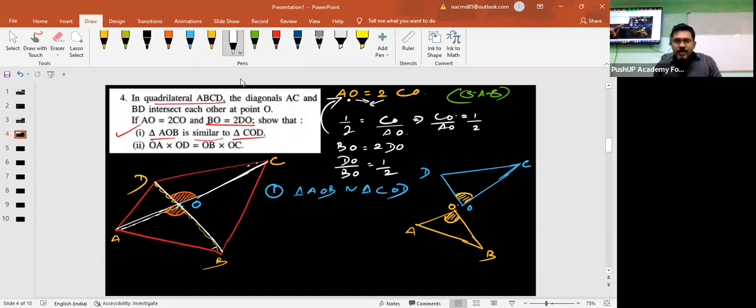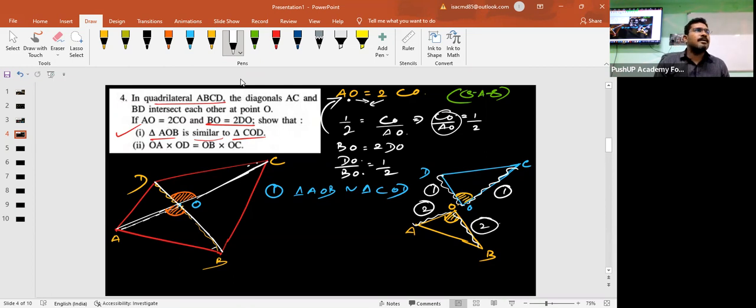Children, see this. They have given you the ratio of CO and AO. Where is CO? CO is over here. Where is AO? AO is over here. What is the ratio of CO and AO? It is 1:2. That means if CO is one part, AO is what? Two parts. Right. Similarly, DO upon BO is what? 1/2. Where is DO? Over here. DO is one part and BO is equal to how many parts? Two parts.